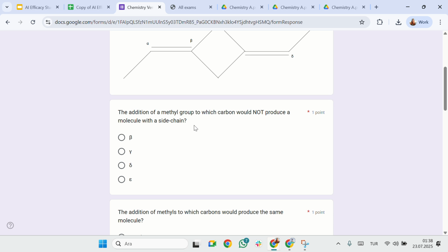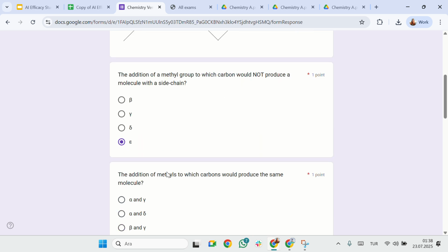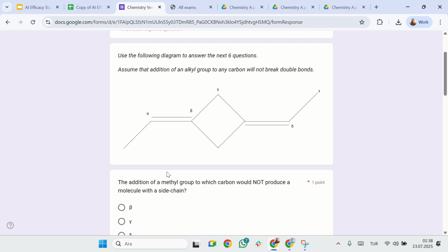Group 2, addition of a methyl group to each carbon would not produce a molecule with a side chain. I think it's E epsilon. The addition of methyls to which carbons would produce the same molecule? Produce the same molecule. Interesting one.